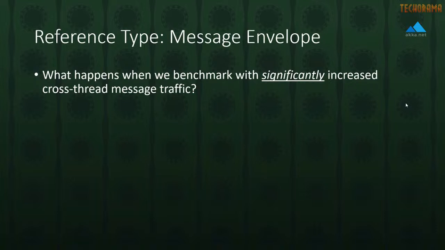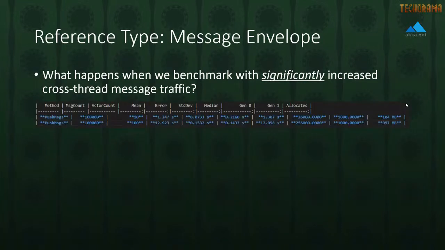So what happens when we significantly increase the amount of cross-thread message traffic? In this case, we came up with a benchmark. I didn't format this table very well, sorry about that. I'm going to create a pool of 10 actors, and I'm going to use a broadcast router in Akka.NET to push 100,000 messages through the system. So that means that we're actually doing about a million messages in here. That's going to allocate 104 megs of memory.